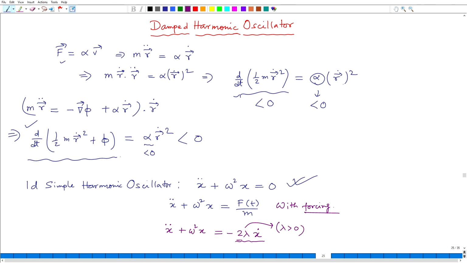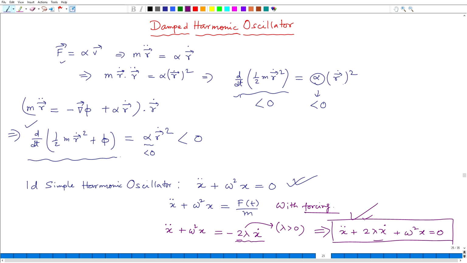Why does this 2 factor come? This is just for the sake of calculation convenience. There is no other intrinsic physical reason for that. Okay. If you write this, then you can write the resulting equation, which is x double dot plus 2 lambda x dot plus omega square x is equal to 0. So, this is the fundamental equation of dynamics for a particle which is oscillating, but undergoing a dissipative effect due to this force.